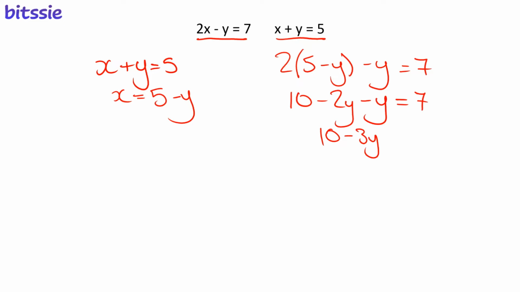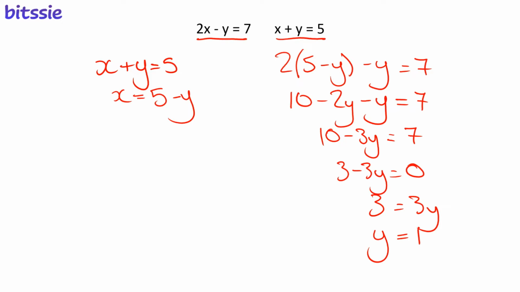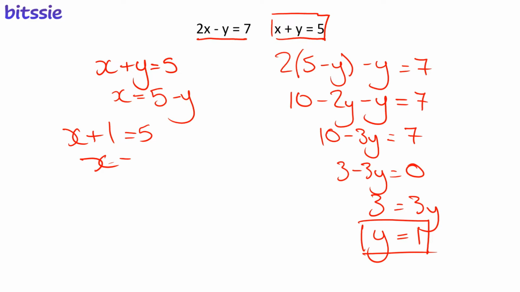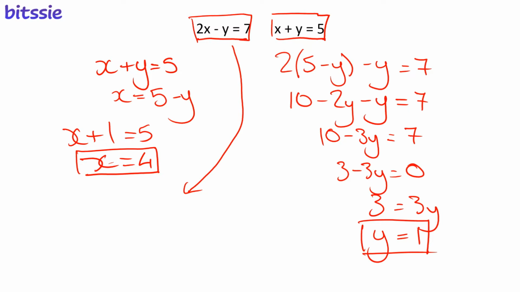Therefore 10 minus 3y equals 7. Therefore 3 minus 3y equals 0. So 3 equals 3y. So y is equal to 1. And then we can substitute y into this equation to find x. x plus 1 equals 5. So clearly x is equal to 4. And then we can use this equation to check our answer. 2 lots of x, 8, minus y, 1, is equal to 7, which is true. So x equals 4 and y equals 1.